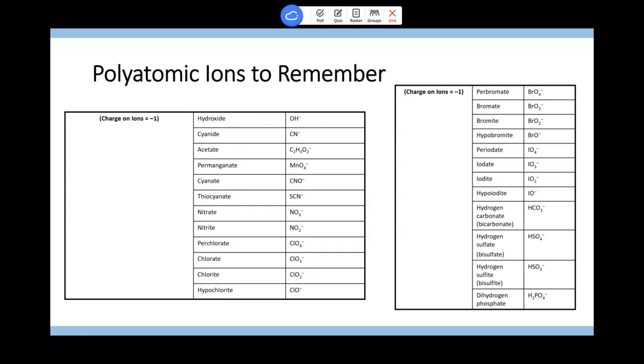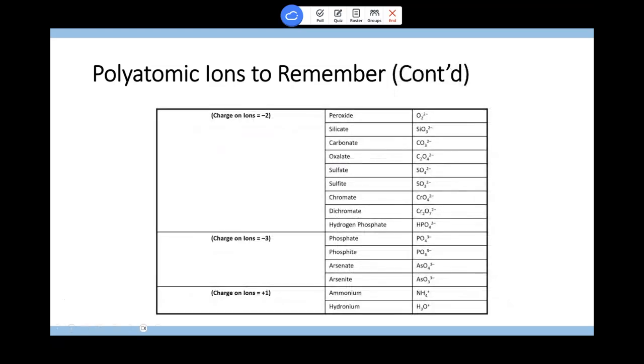When you're doing the homework for chapter 3, you'll need to look at this table to identify the names of a bunch of different polyatomic ions. On this slide are all of the ions that have a -1 charge overall. And then on the next slide, we have ions with a -2 charge, a -3 charge, and then the 2 cations at the bottom, ammonium and hydronium.